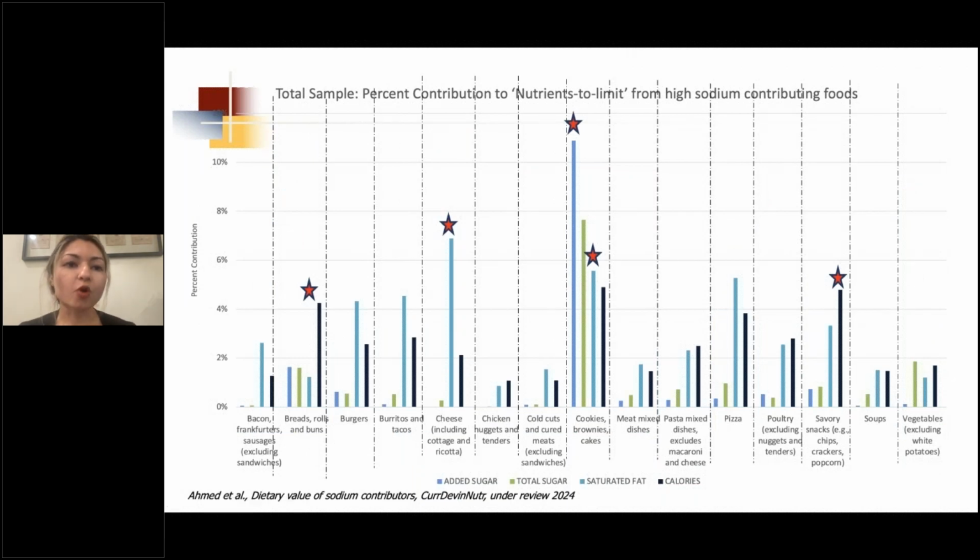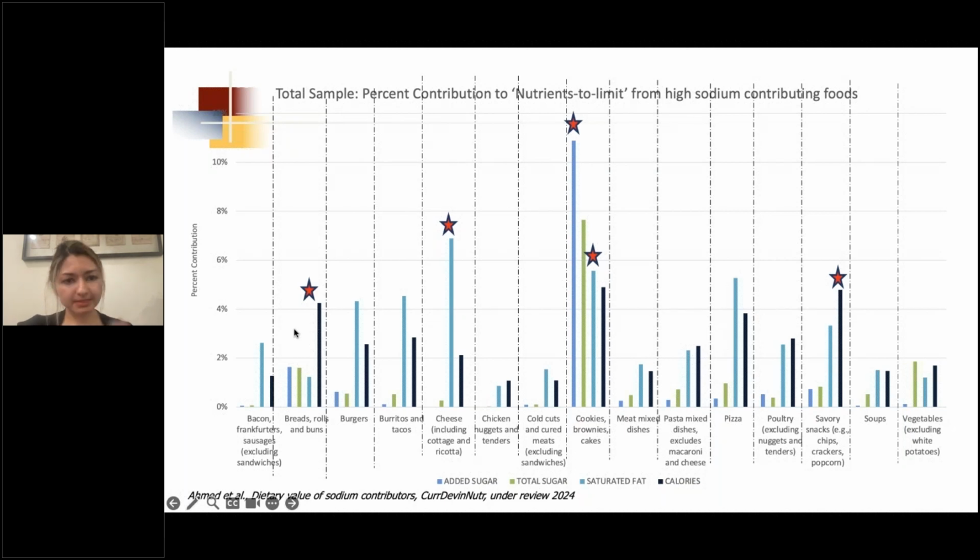Similarly, we did the same for the percent contribution of those top sodium contributors to nutrients that we should limit. And you can see right over here what's happening. So as an example, cookies, cakes, for example, are contributing to calories, as well as sugar levels. And over here you have savory snacks, which contributed considerably to calories as well. You have your cheese that are contributing to saturated fat.